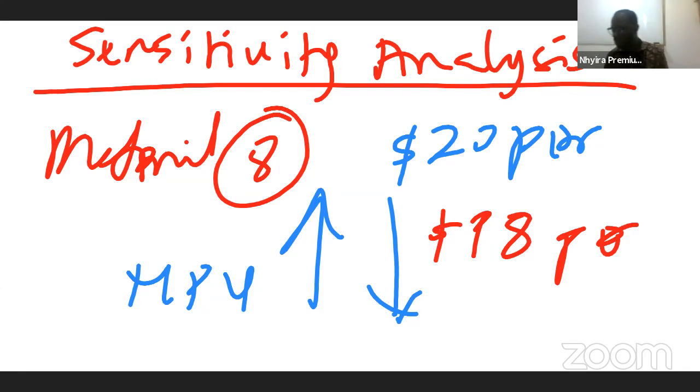I see a comment from APJ. In an exam situation, what should one do when, after choosing the second discount rate, the NPV is still positive? You still go ahead and solve it, APJ. You just go ahead and solve it.